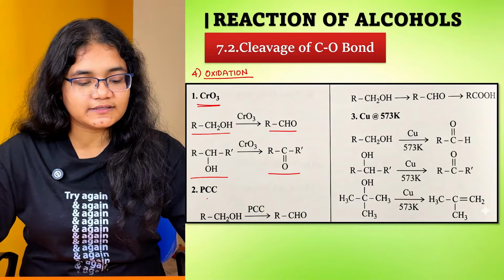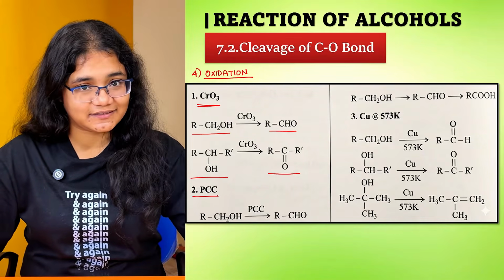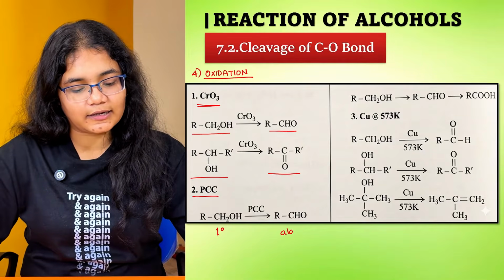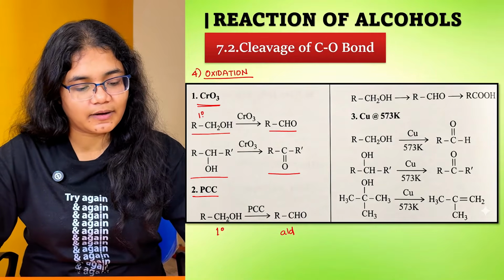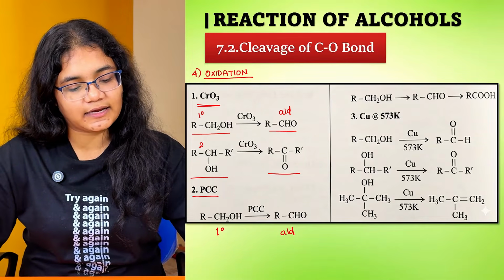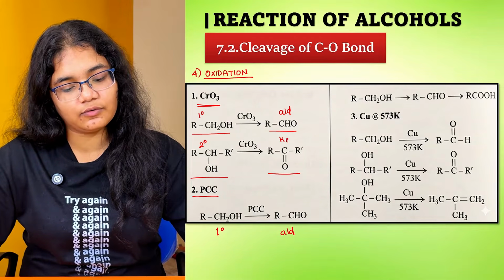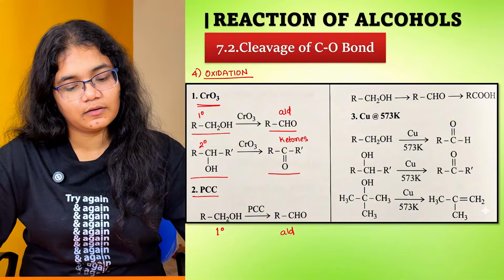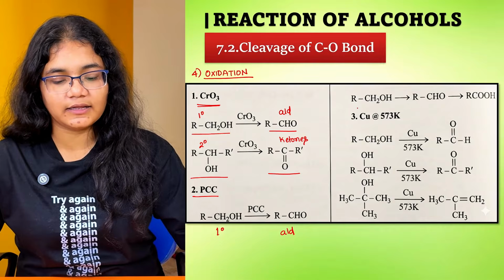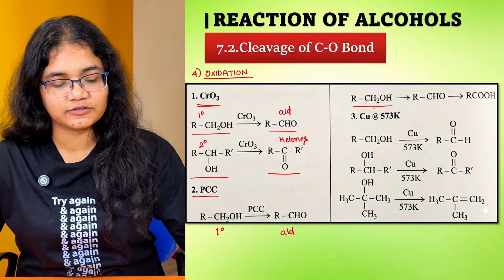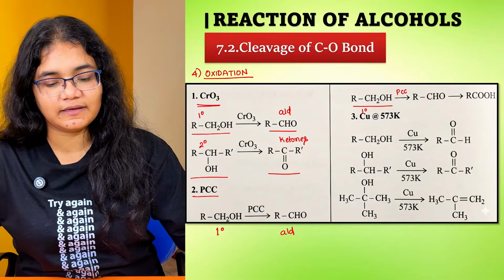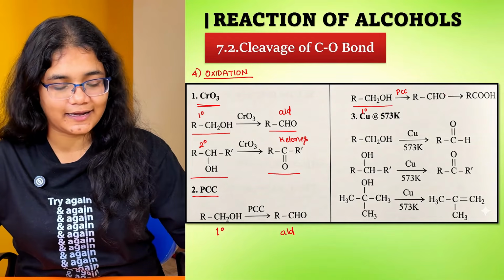Okay, now the second reagent which is used is PCC. PCC will convert primary alcohols to aldehydes. Here also remember, primary alcohols will get converted to aldehydes and secondary alcohols will get converted to ketones. Now here we will understand one more important thing: if you have an alcohol, especially primary alcohol, with a mild oxidizing agent like PCC, it will convert to aldehyde.